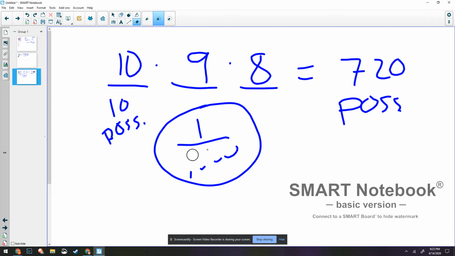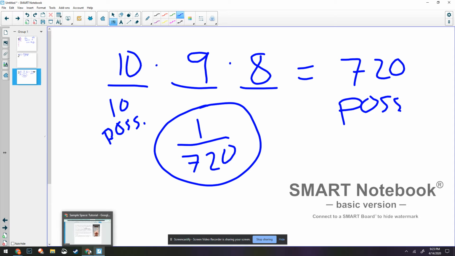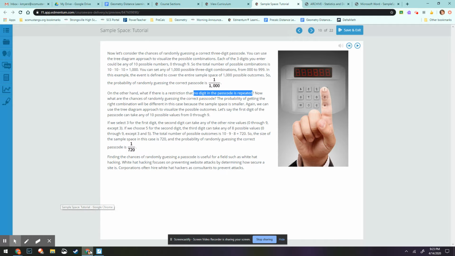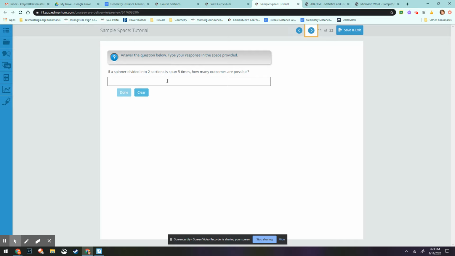So when it comes to your chances of guessing that, you actually have a little bit of a better chance if you can't repeat anything, because you have 1 over 720 possibilities. 1 is the number of correct codes, 720 is the total possibility. And that's what they're saying here. Okay? So let's answer this question.